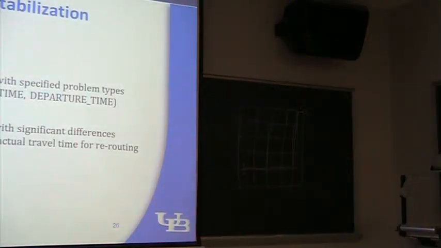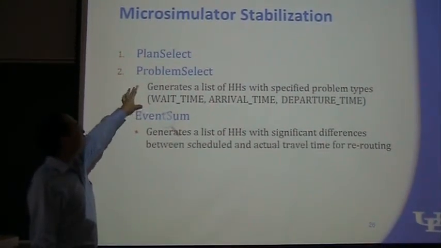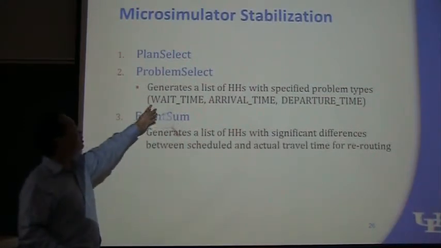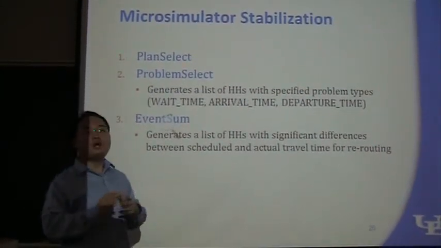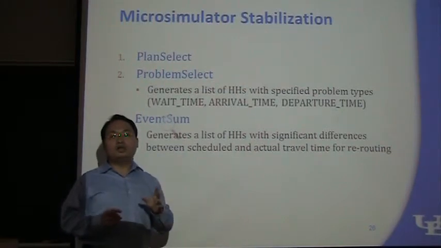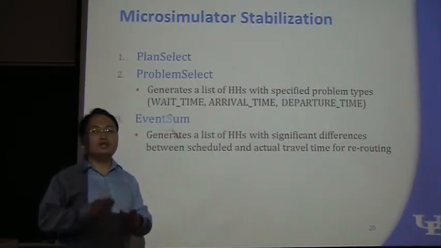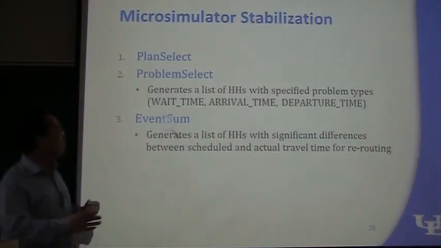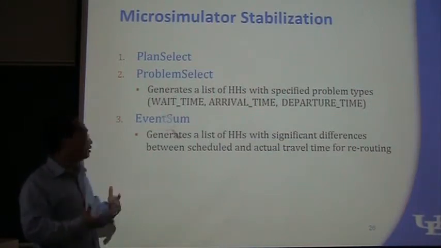So in router stabilization, we have the plan select tool. But in the second stage, we have another tool that can also select some plans, which is called problem select. So this tool can generate a list of households with some problem types. Because when you run micro simulator, you are running traffic on a more specific, more detailed network. And in that case, you may experience some problems like the connectivity problem, or any other problem. Then you can use the problem select tool to select some household for rerouting.